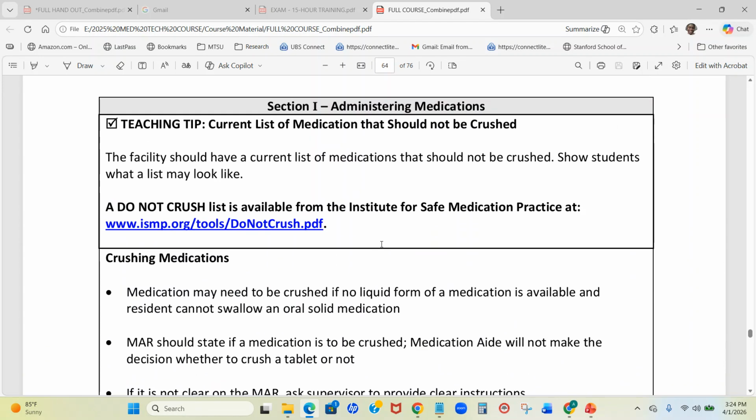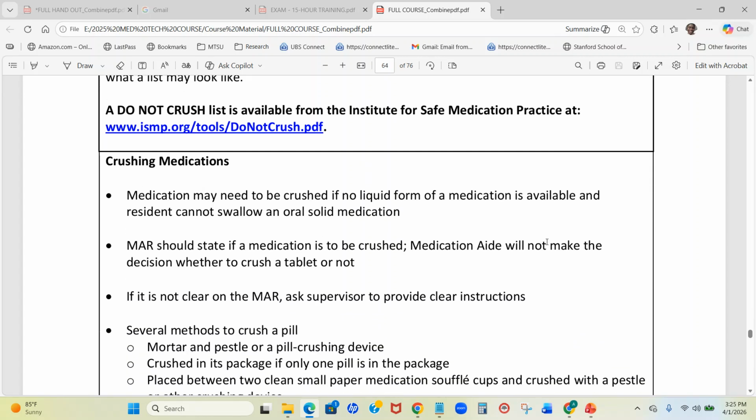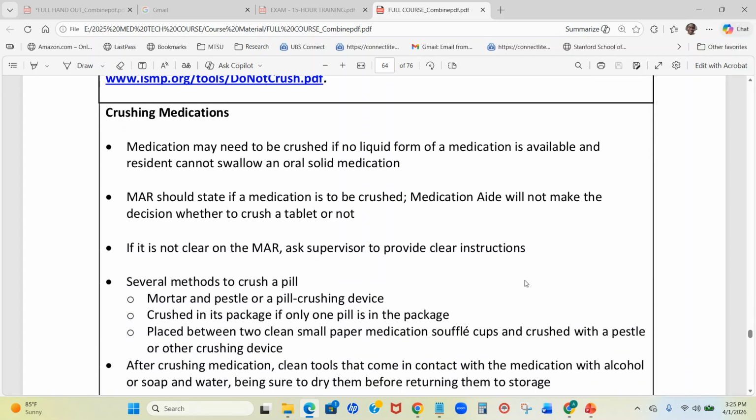All right. Every facility is different on their current list of medications, the do not crush medication list that you have to be aware of. So when you go to this website here, it gives you a list of do not crush medications for safe medication practices. But your facility will have the list for you, the ones you cannot crush. And if there is a medicine like that in there, you have to let the doctor know.